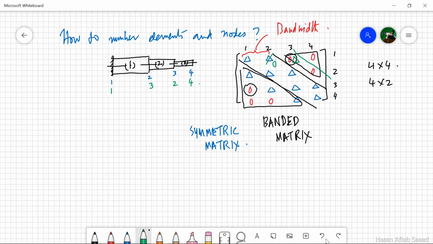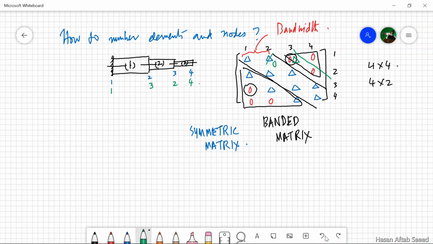Moral of the story, you have to make sure that all your elements are associated with nodes which have numbers as close to each other as possible. In this case, that condition will be satisfied by 1 2 3 4. That makes sense. It could be 4 3 2 1 also from the left side. 4 3 2 1 is the same thing. The bandwidth will be 2 in both cases. But when you don't follow the scheme, you get a larger bandwidth, so the computer has to deal with more information.